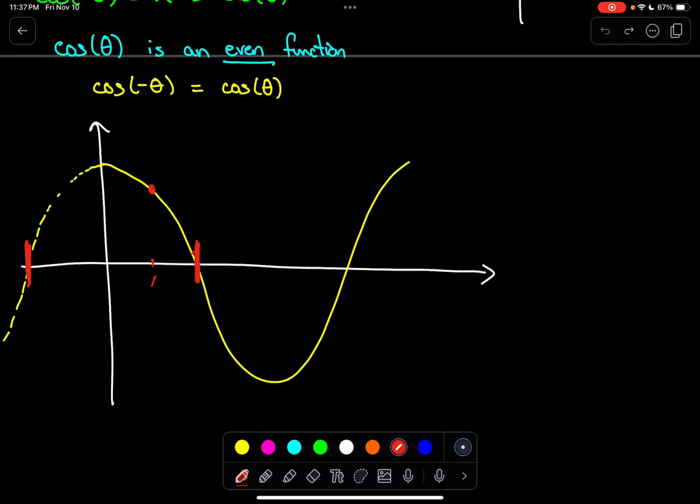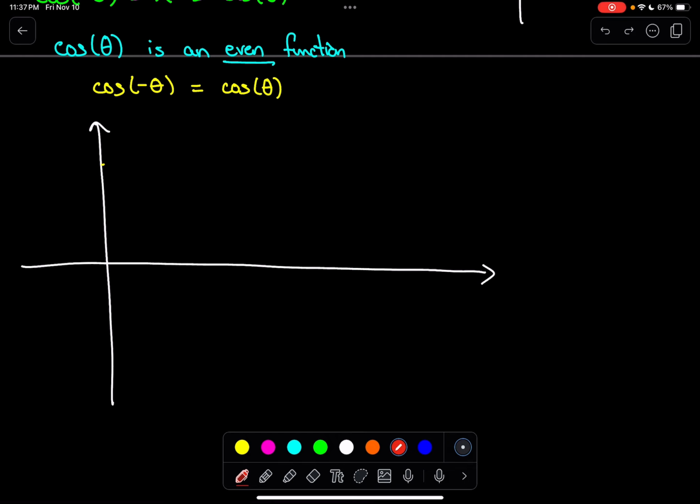What else do we have to talk about? We have, of course, sine of x, and sine of x is an odd function, a little bit trickier to draw and to understand visually why it's an odd function, but I'll do my best anyways. So here is sine of x, and if I continued it onto the other side, it kind of looks something like this.